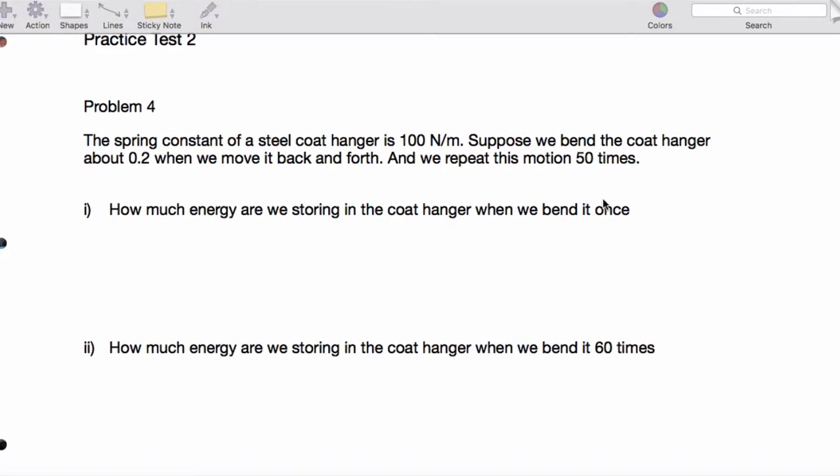Alright, so we have a steel coat hanger. We bend the coat hanger 0.2 meters when we move it back and forth, and we're going to repeat this 50 times. So when we bend the coat hanger once, we're going to assume that this is sort of a spring, in a sense. And so it's going to store elastic energy equal to 1/2 kx squared. When we plug in our numbers, that's going to be 1/2 times 100 times 0.2 squared, and that actually ends up being a plain 2 joules worth of energy.